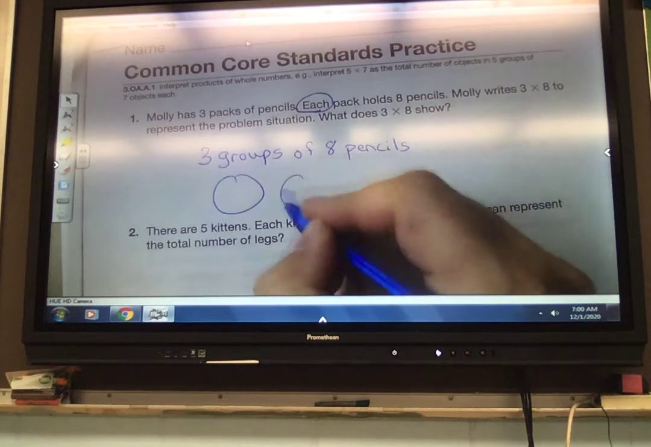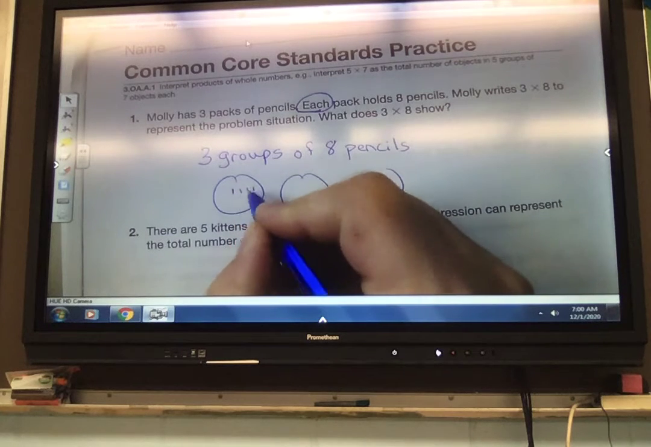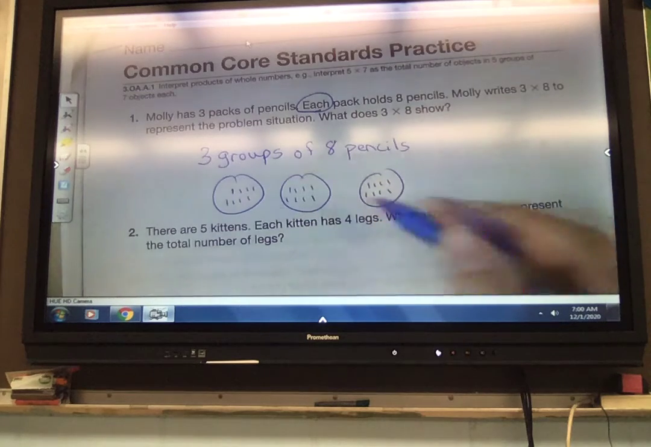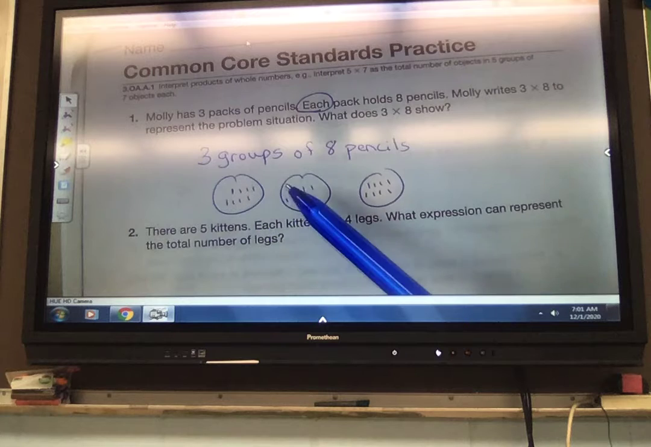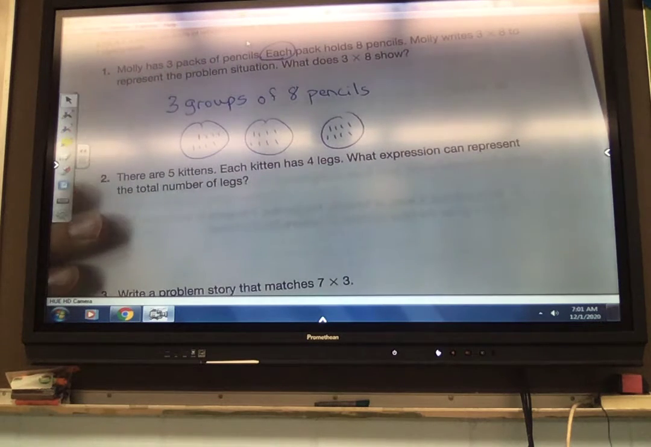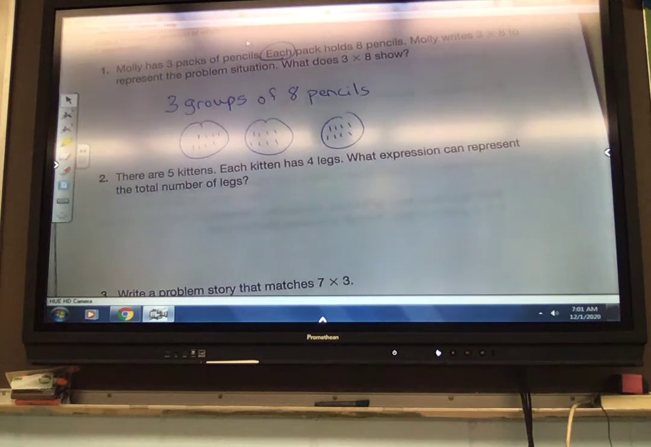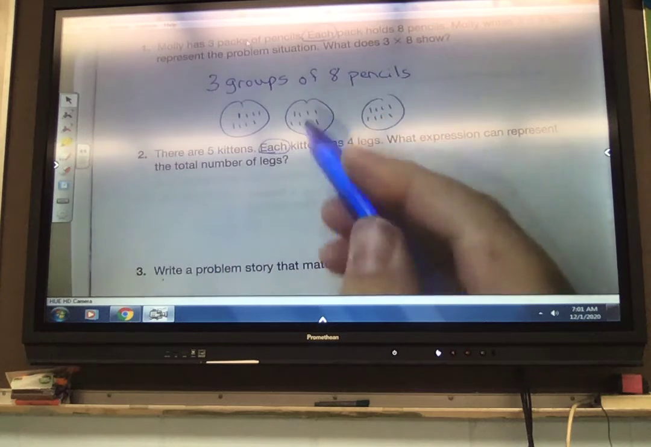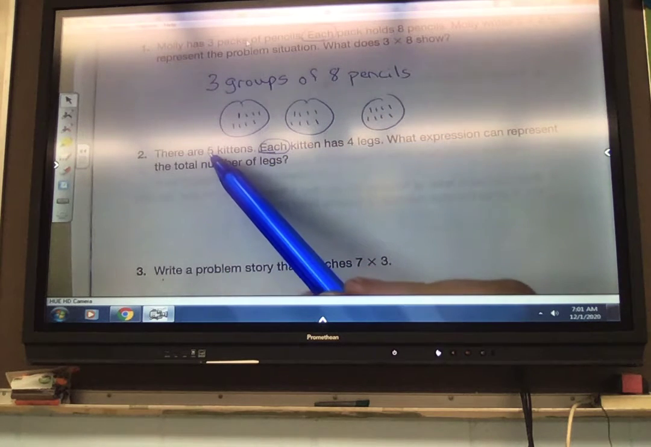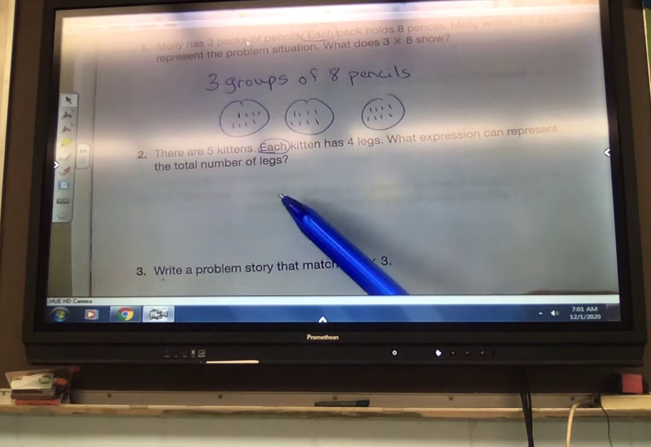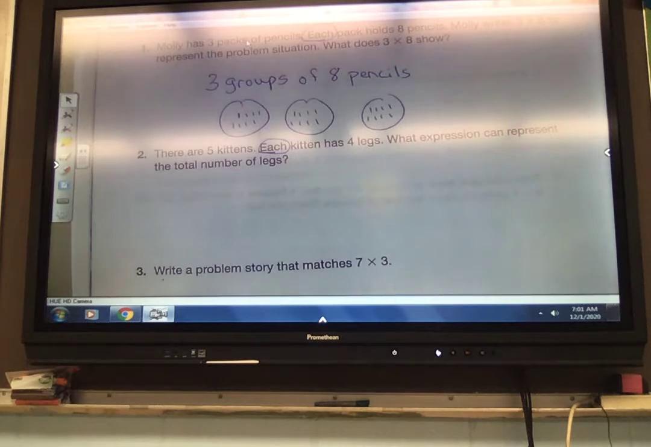Now you could draw that and put 8 pencils in each group to figure out that 3 times 8 would give us 24. And if you counted all my pencils, you would see that there are 24. Okay, same thing on this one. When it asks for an expression, that's just a fancy word for an equation. So if we have 5 kittens, there's that clue word again, each. Each kitten has 4 legs, so you would have 5 times 4 because you have 5 groups of 4. So 5 times 4, and we should be able to count by 5s to get that answer.